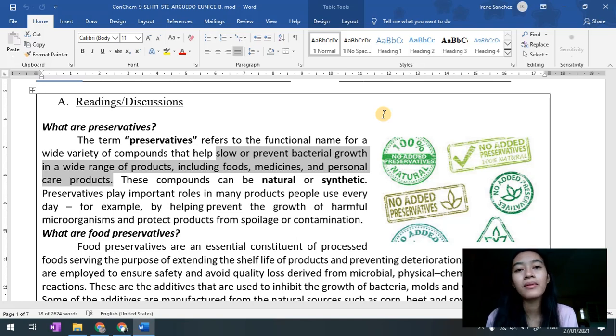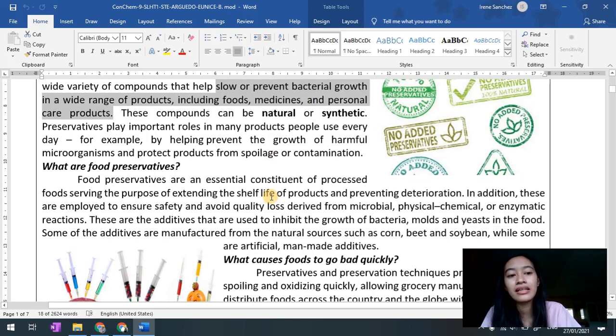Preservatives play an important role in many products that we use every day, from the food, from your snack, from even the milk, the juice, the skincare products that you use. All of these have a certain kind of added preservatives. As for food, there are those that are added to prevent the growth of harmful microorganisms and protect the products from being spoiled or contaminated.